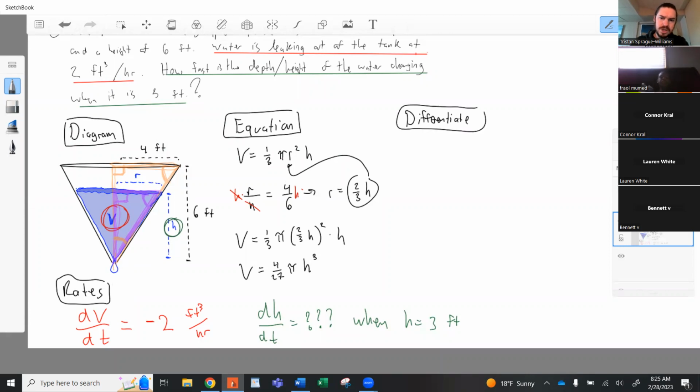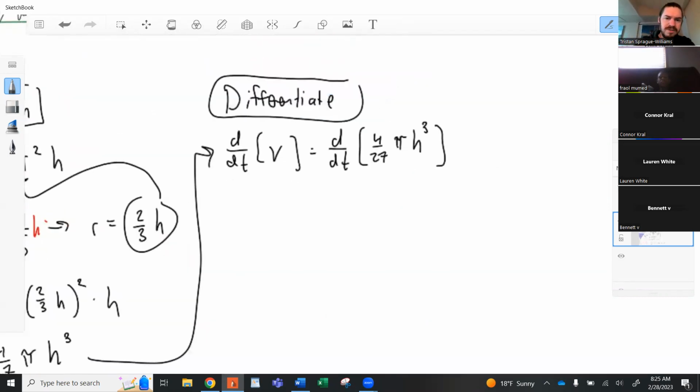So now we're going to take our equation here, and we're going to differentiate it with respect to time. So we're going to do d over dt of the left side, V, equals d over dt of the right side, 4/27 pi h cubed. So when we do this, what are we going to get? On the left side, we just get dV over dt. That's boring. There's no particular function to differentiate there. It's just the derivative of volume. It's dV over dt. That's the rate of change in the volume.